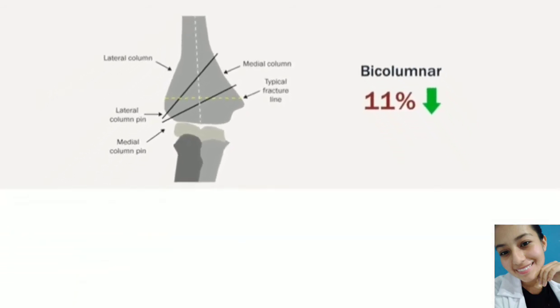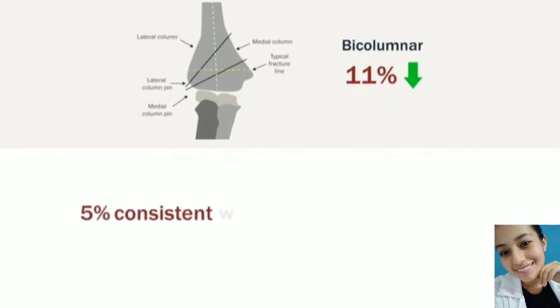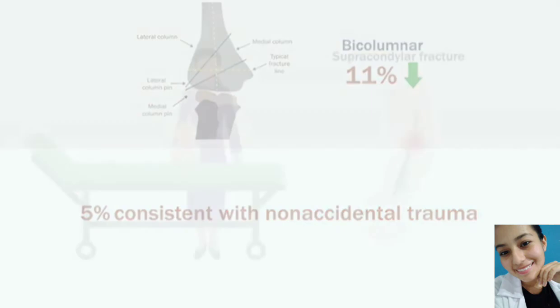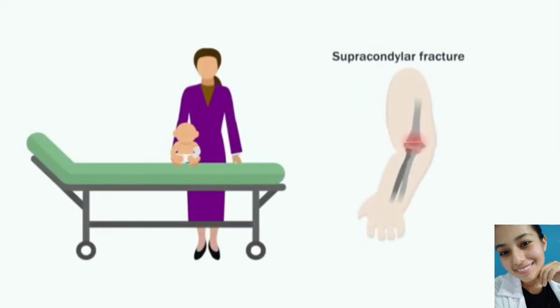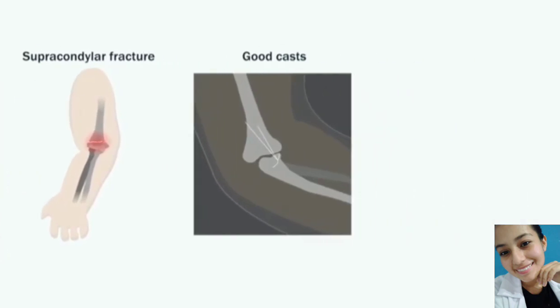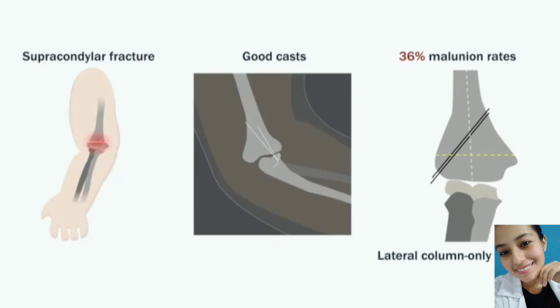The team also found that 5% of cases were suggestive of non-accidental trauma, consistent with child abuse. Treating supracondylar humeral fractures in infantile patients is challenging. Casts must be form-fitting, and surgeons should be aware of the high rate of malunion associated with lateral column-only fixation.